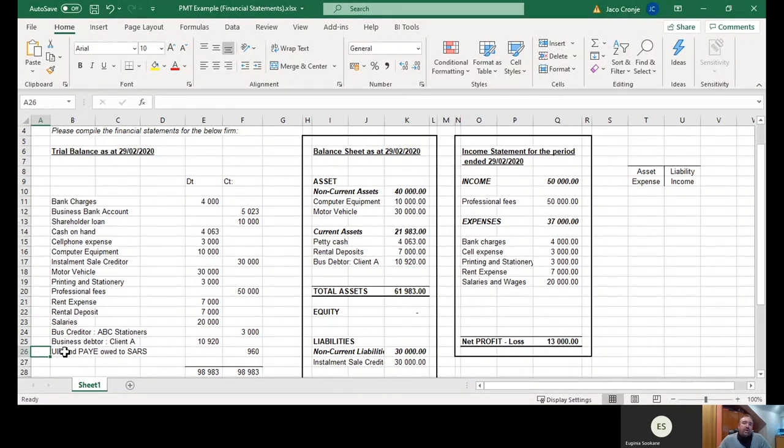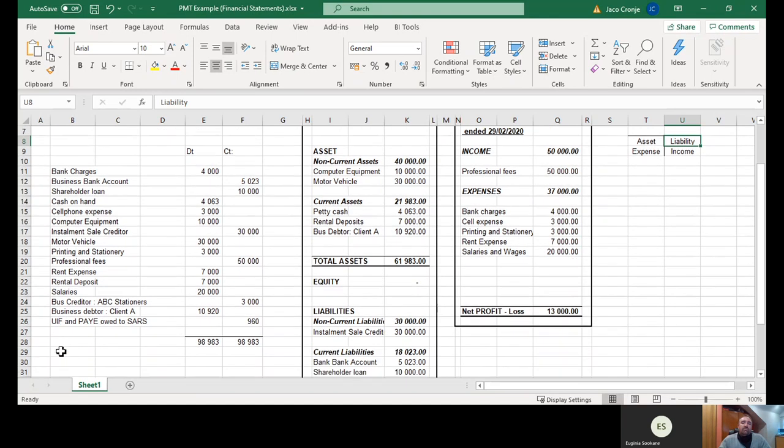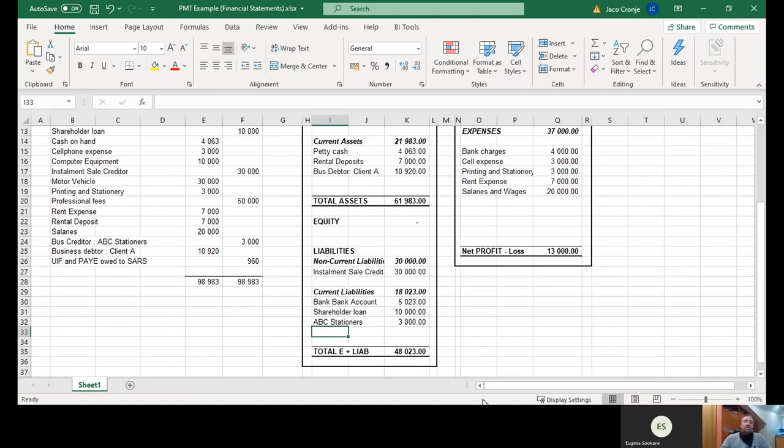Then the last one says UIF and PAYE owed to SARS, 960 rand on the credit side. So that means I have a classification of either a liability or income. Now let's think what happens when we pay our salaries on the 25th of the month. We deduct the PAYE and the UIF off of our staff members. But do we then get to keep it? If the answer was yes, then we would have generated income. But the answer is no. We have to pay that over to SARS by the 7th of the next month. So therefore, UIF and PAYE will be a current liability because we will have to settle that in the next month, not in more than 12 months.